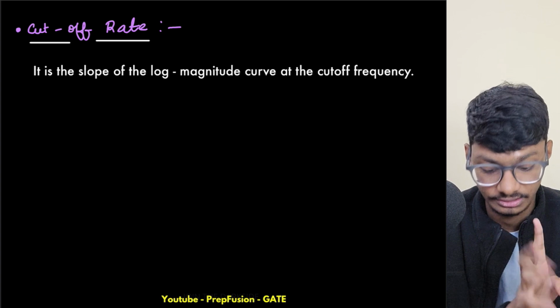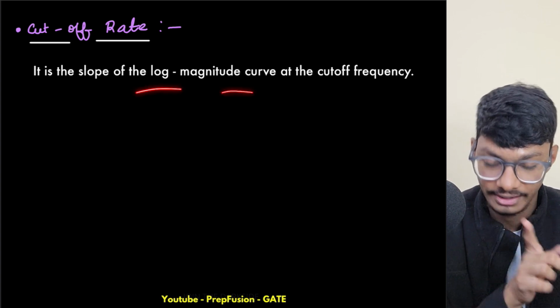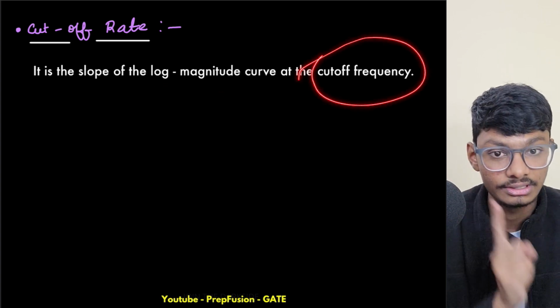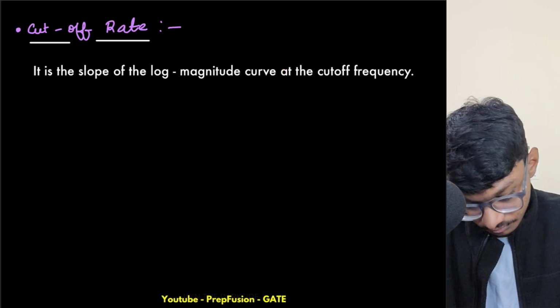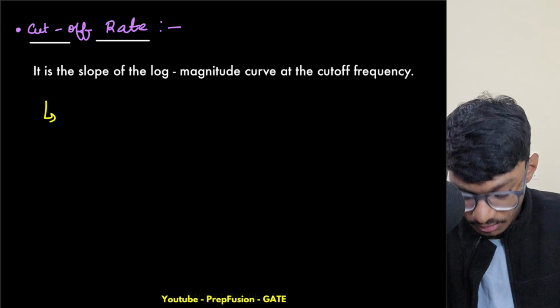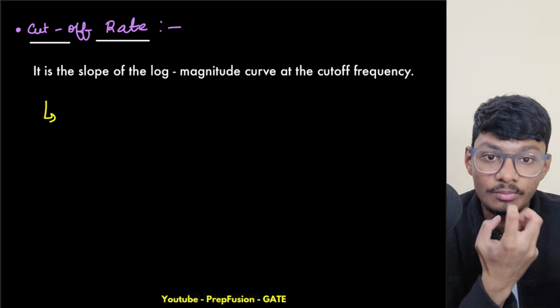It is very defined that it is the slope of the log magnitude curve, specifically at the cutoff frequency. So how can we write this in mathematical terms?